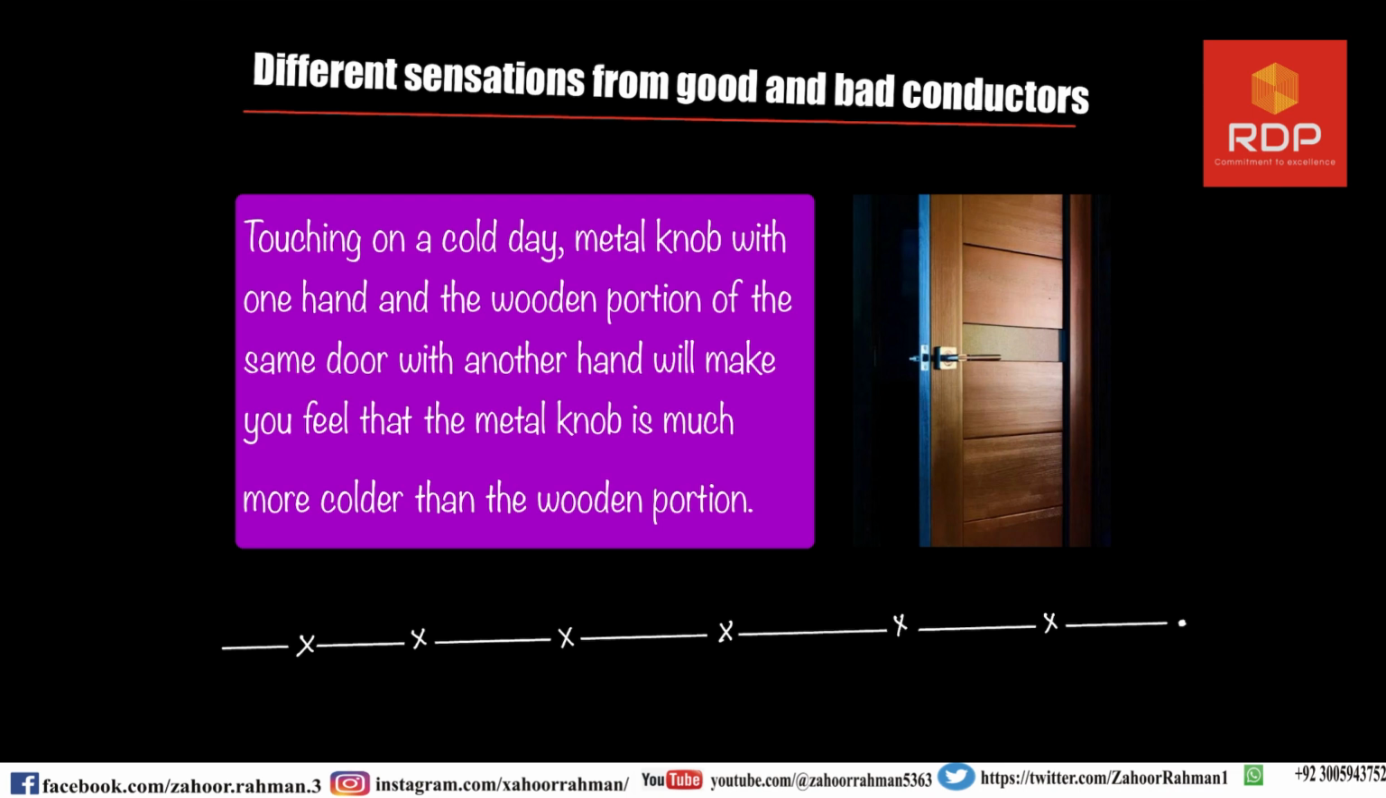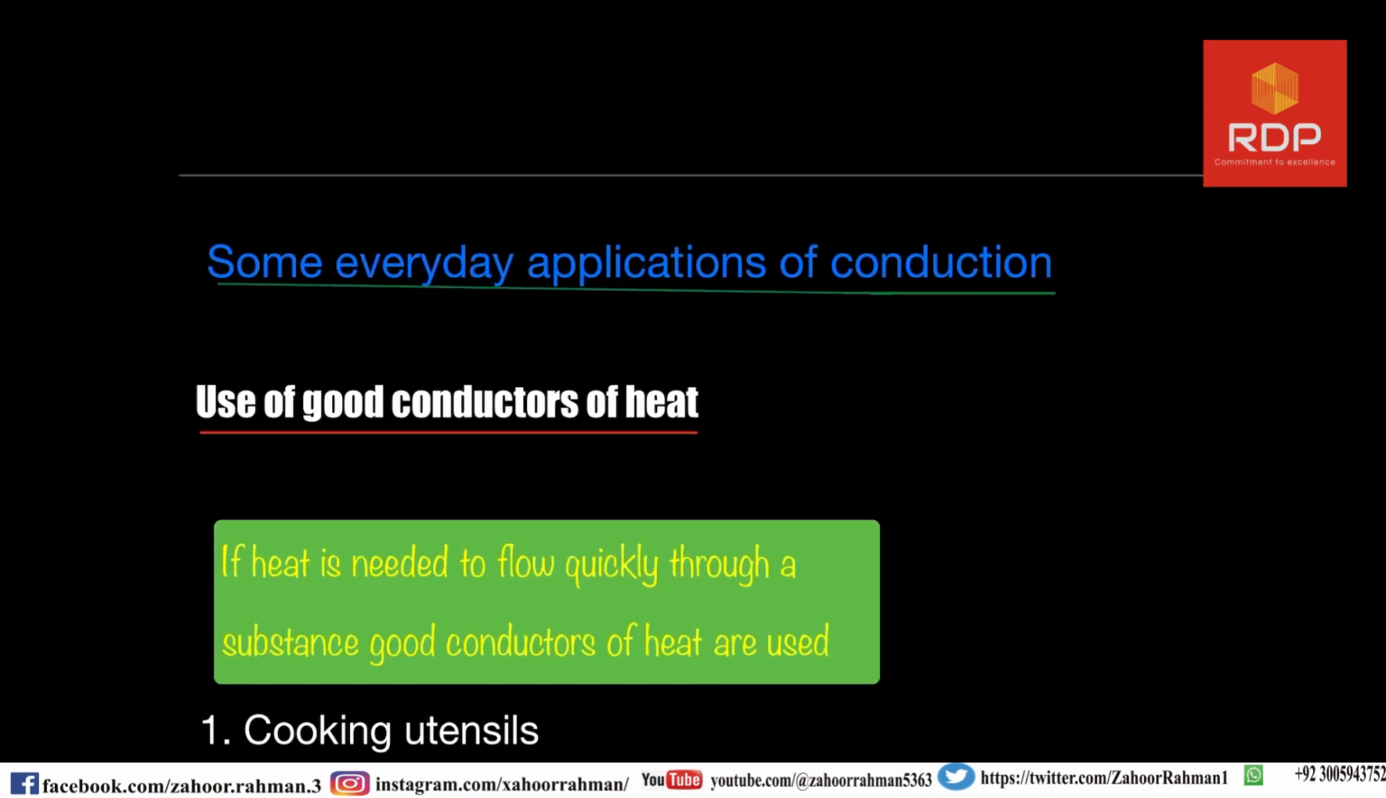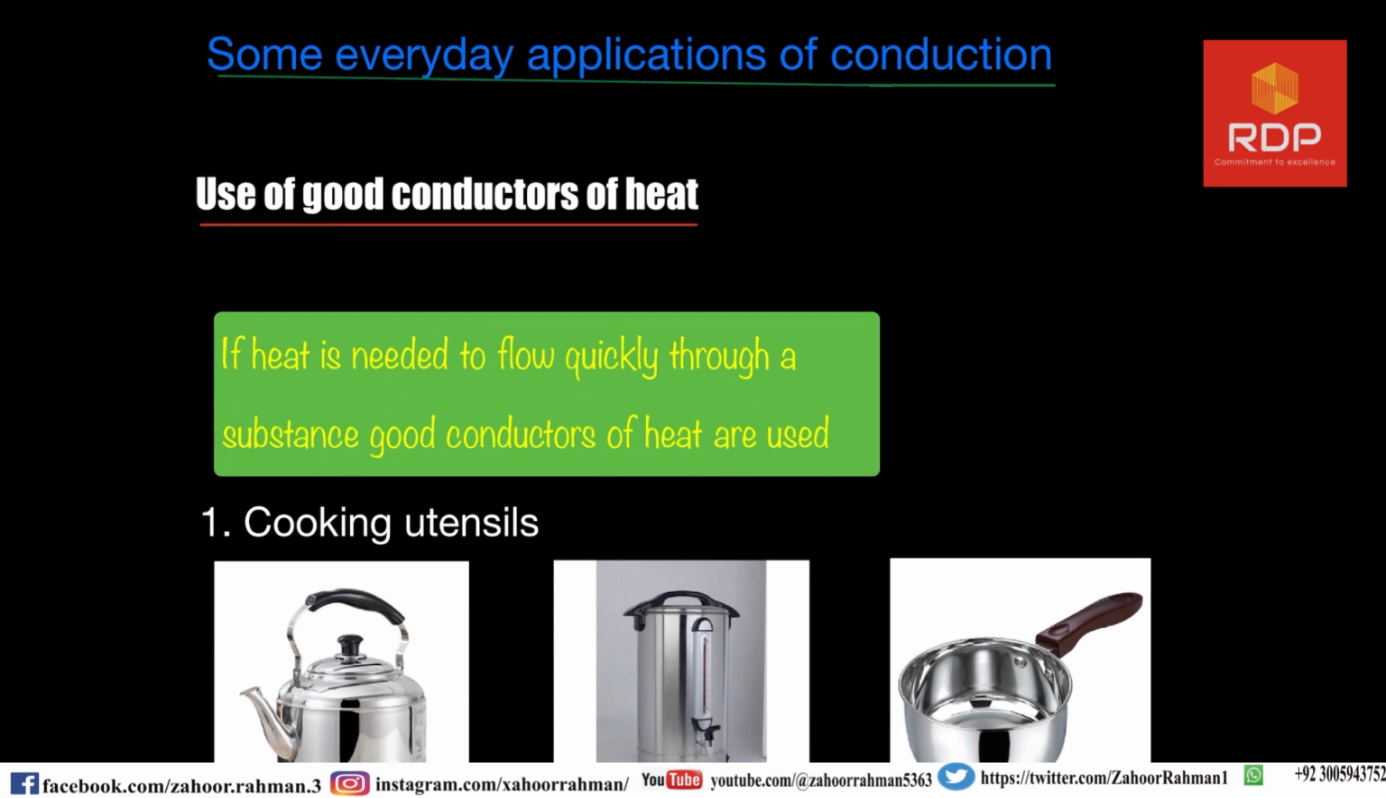So it is written here in this box, touching on a cold day the metal knob with one hand and the wooden portion of the same door with another hand will make you feel that the metal knob is much colder than the wooden portion of that door. Okay, those were a few consequences of conduction.